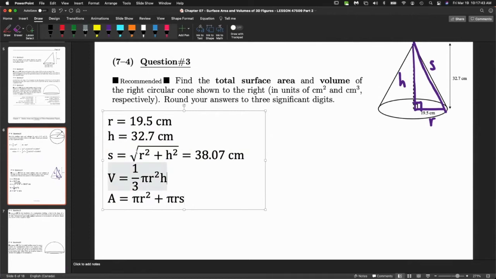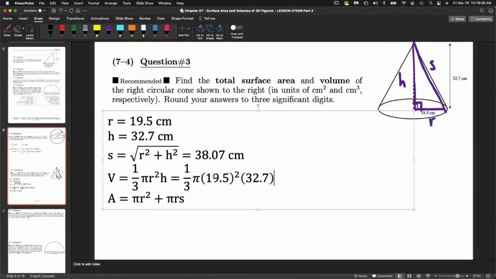Now, if we go with the volume first, which is what Denny had done, which is very good, you would have here, let's just expand our real estate a little bit. The volume is going to be 1/3 pi r squared h. And we know the radius is 19.5, and the height is 32.7. Now, Denny typed in the chat 13,000, which is very good. That's actually the answer.